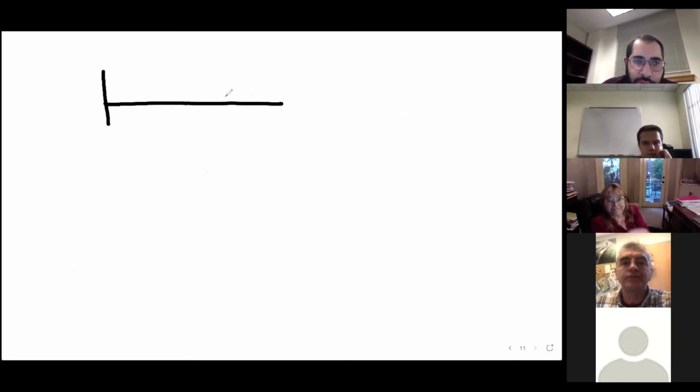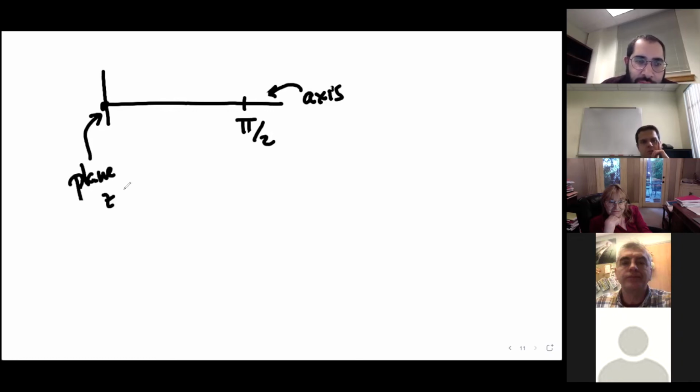So if you look, it's pi over 2. So pi over 2, this means the axis, right? And theta is 0. This is the plane z equals 0, right? So it means in 3D, things need to be pushed down like that, right? Or the other way rather.